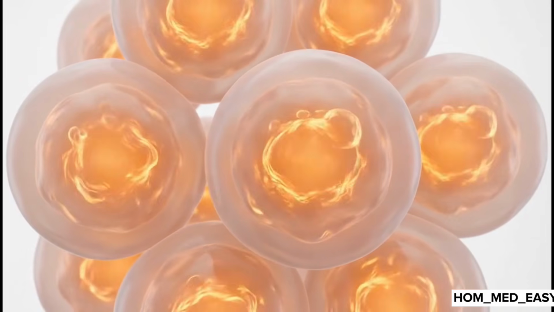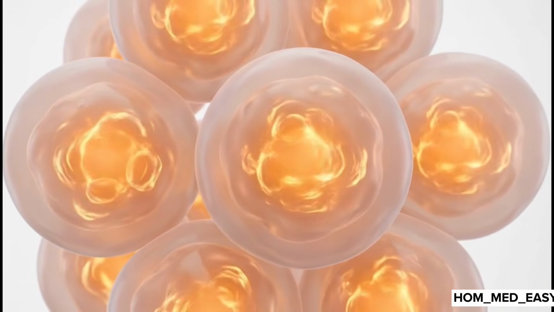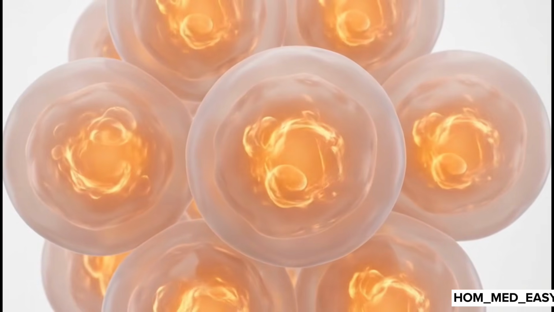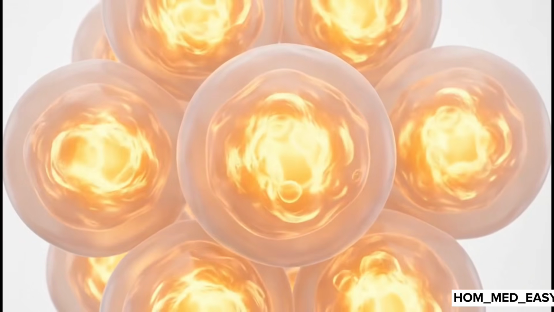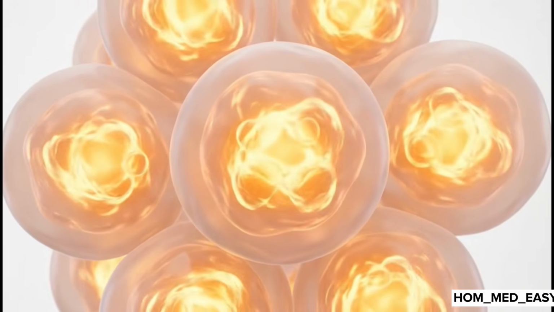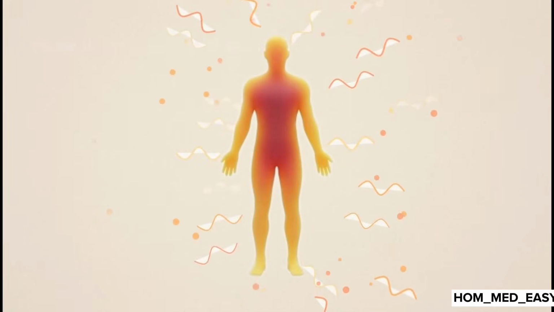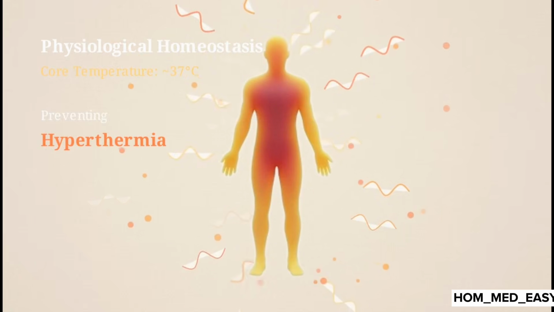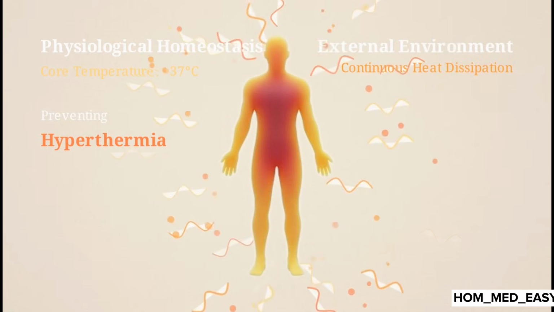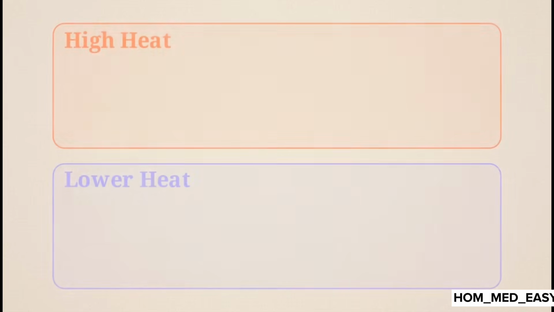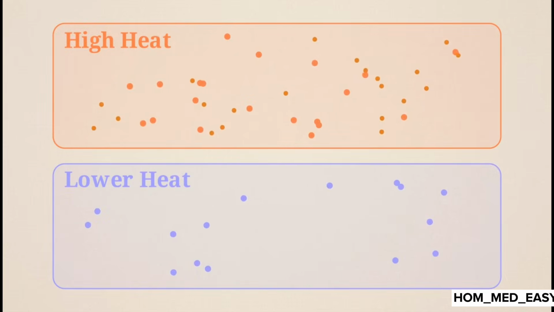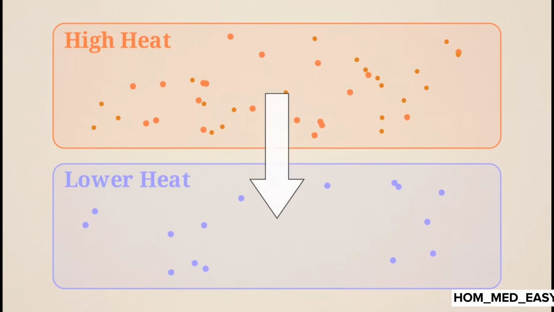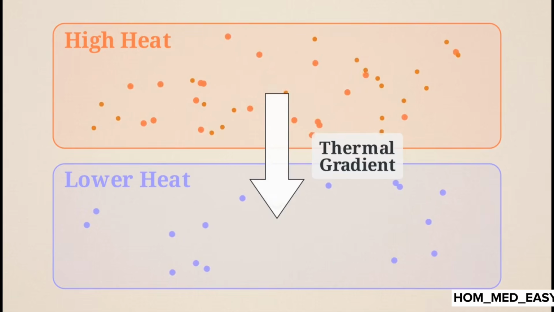Every cell in the human body operates as a microscopic engine. As these metabolic processes run, they generate a continuous, inevitable byproduct, intense internal heat. To maintain physiological homeostasis and avoid fatal hyperthermia, the body must continuously shed this accumulating thermal energy into the external environment. Physical laws dictate that heat only flows passively in one direction, down a thermal gradient, moving from areas of high heat to areas of lower heat.